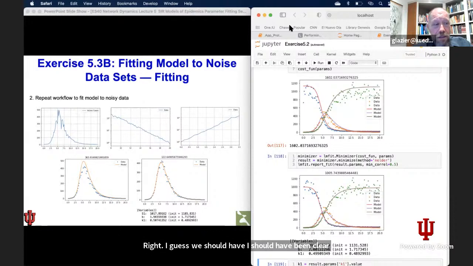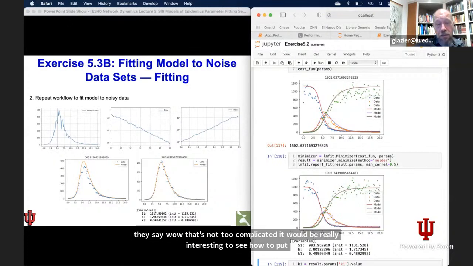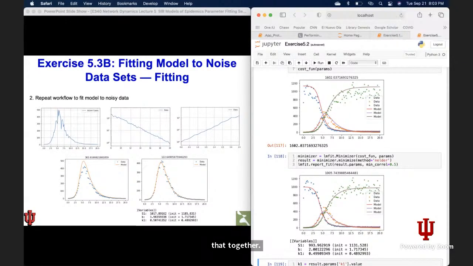The idea was that the project is you're replicating a paper and then extending it. But we wanted to practice together on that. We get a sense of how to look at a paper together, how to see whether the results are reasonable, those kinds of things. So if people find something that's interesting, as I say, Josh and I have found some papers over the years that work pretty well. But if people find a paper that they say, wow, that's not too complicated, it would be really interesting to see how to put that together, that would be very good. Okay. So that was on that.